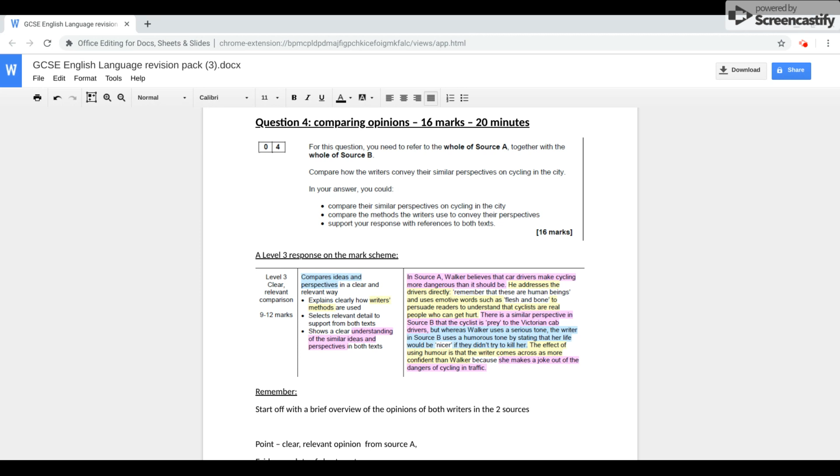So in source A, Walker believes the car drivers make cycling more dangerous than it should be. There's our point. He addresses the drivers directly.